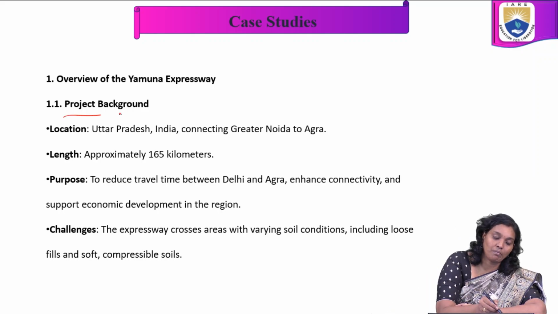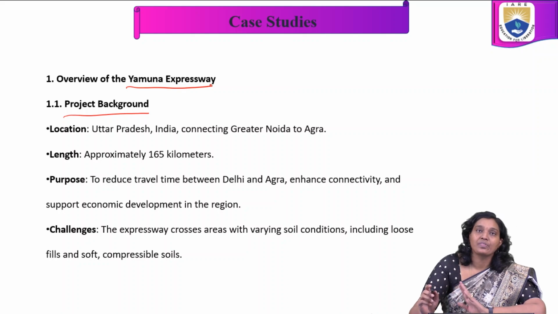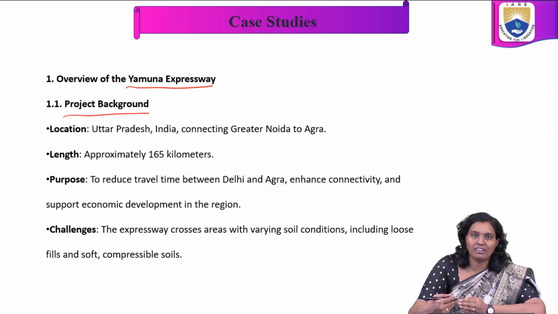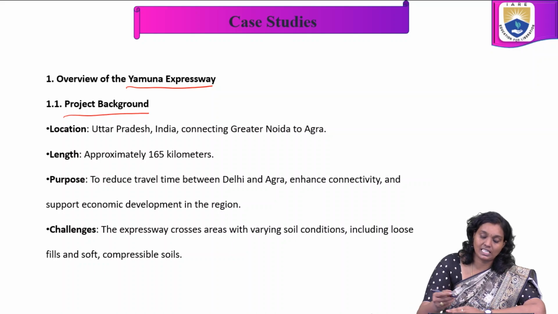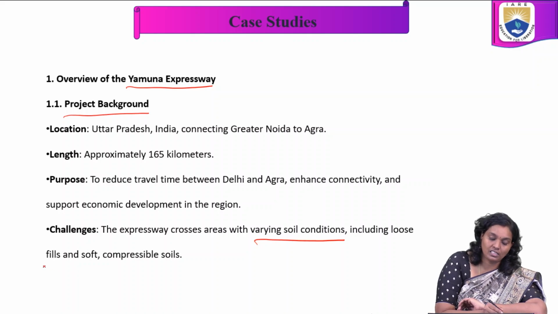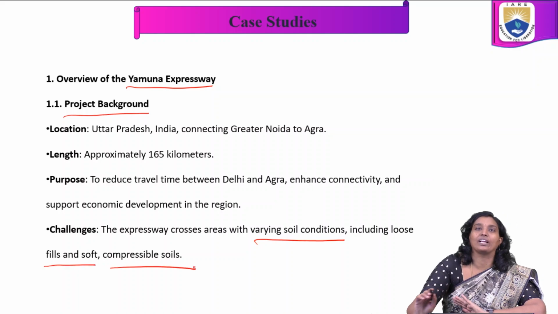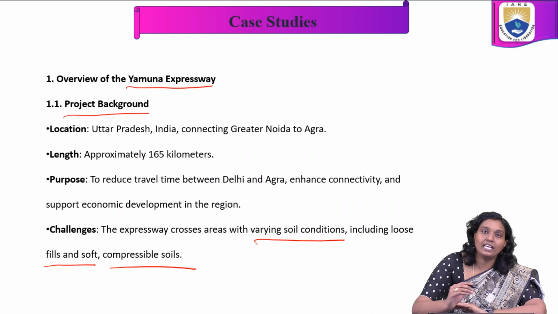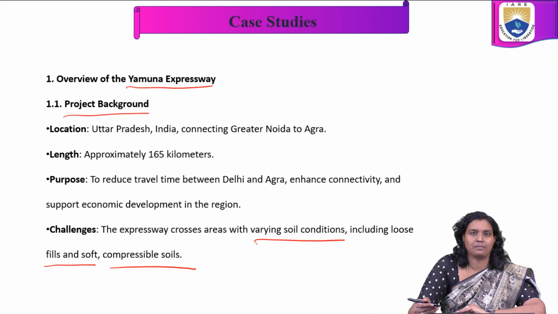So this is the soil background. The Yamuna Expressway is one expressway we are going to propose. We are going to reduce the travel time between Delhi and Agra, enhance the connectivity and support economic development in that particular region. The challenge involved is the ground soil condition, because the expressway crosses areas with varying soil conditions, including loose fields and soft compressible soils. So this is the challenge which we faced for this expressway.